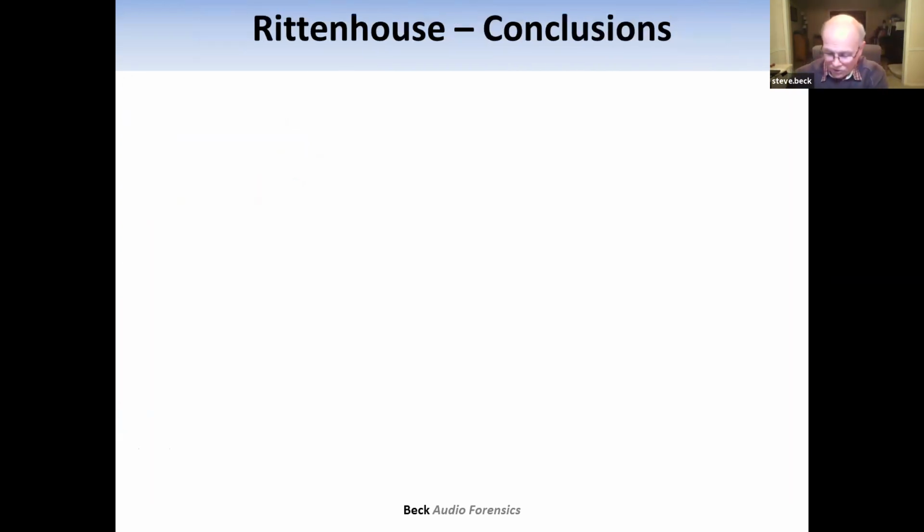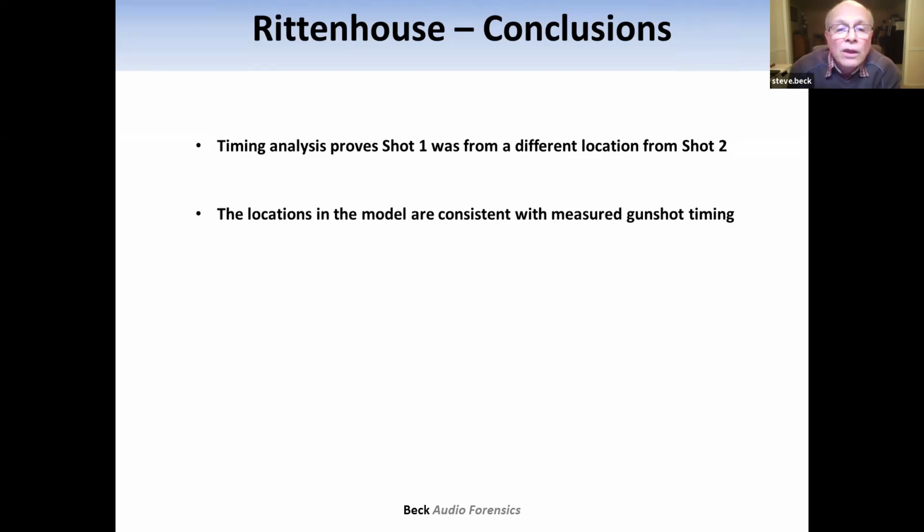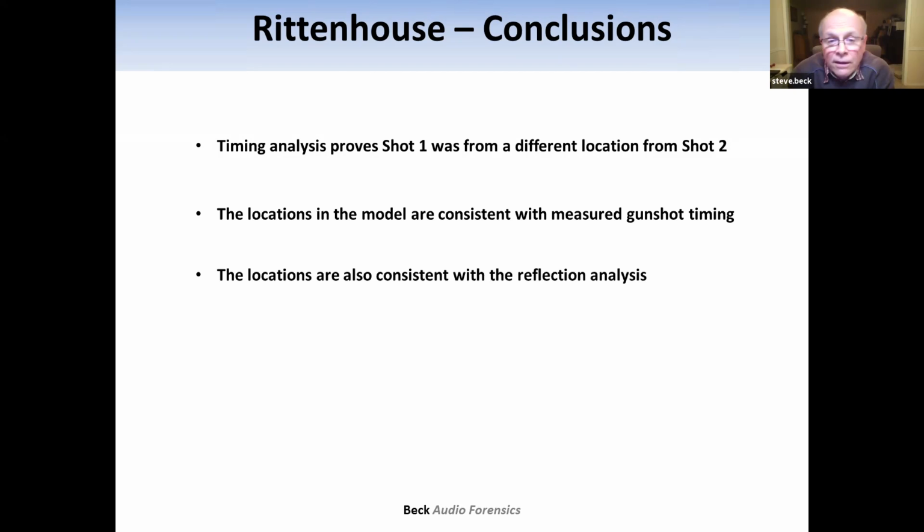So in conclusion, my timing analysis proved that shot number 1 emanated from a different location from shot 2. And we know that shot 2 was Rittenhouse. The locations in my model were consistent with the measured gunshot timing. The locations were also consistent with my reflection analysis. And from all of that, we can conclude that Kyle Rittenhouse did not fire the first shot.